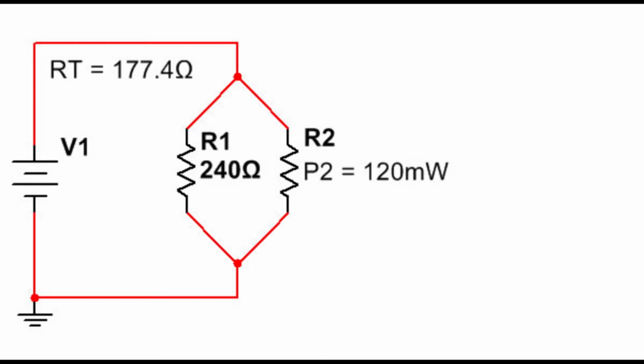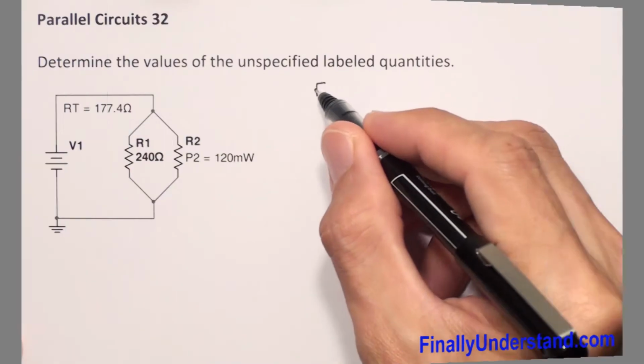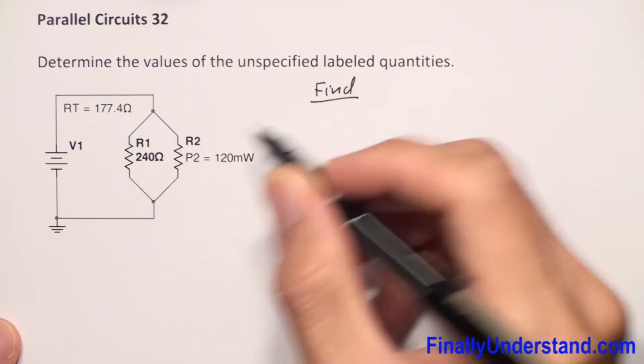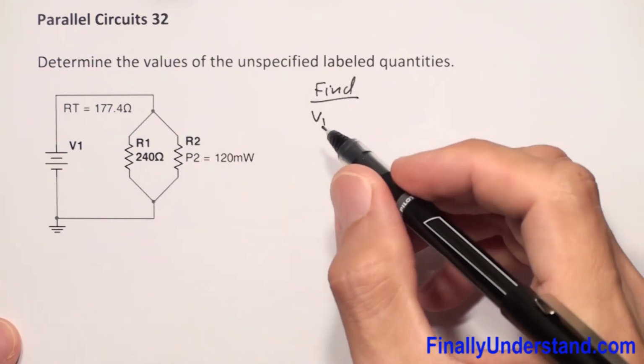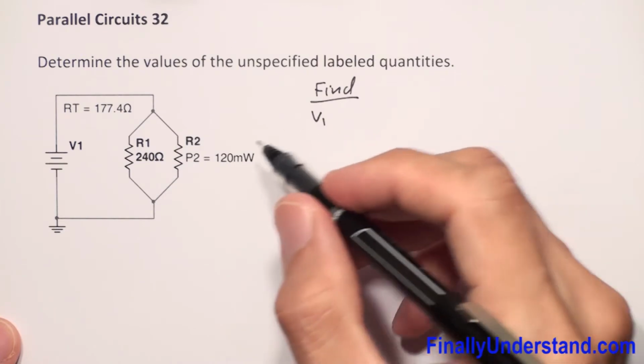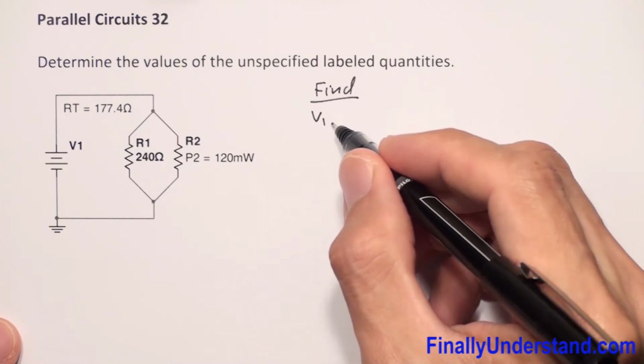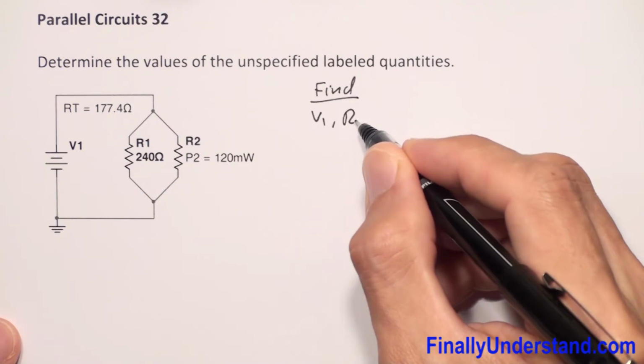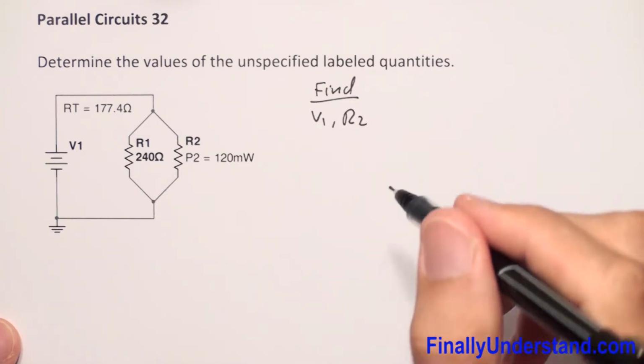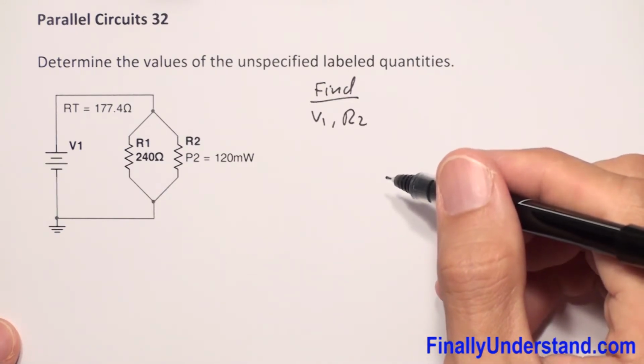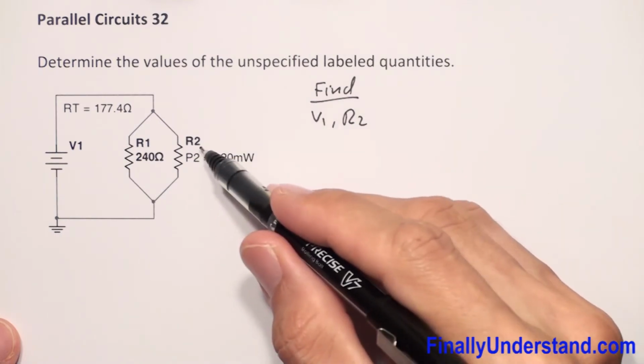Let's take a look at this example. What we're supposed to find first? We have to find, for sure, V1, okay? We have to find also R2, okay? So I'm going to start solving this problem from finding R2.